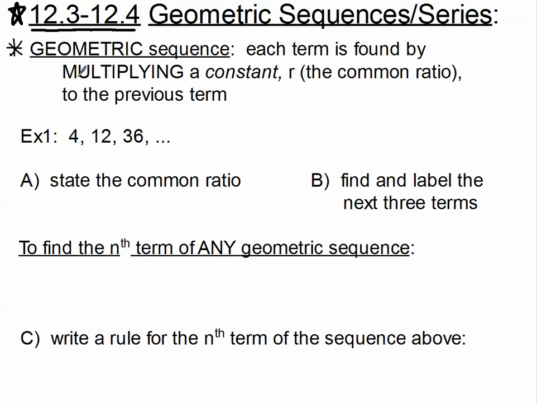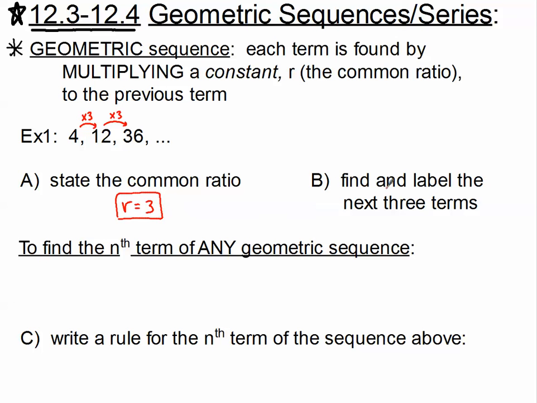Example 1, we've got our terms 4 and then 12 and then 36. Hopefully you can see that we cannot be adding the same thing, because 4 plus 8 is 12, but if we continue to add 8, we wouldn't get to 36. So this is not arithmetic, this is geometric. We are multiplying by 3, and then by 3 again, and therefore we're continuing to multiply by 3. Part A says state the common ratio. r must be equal to 3.